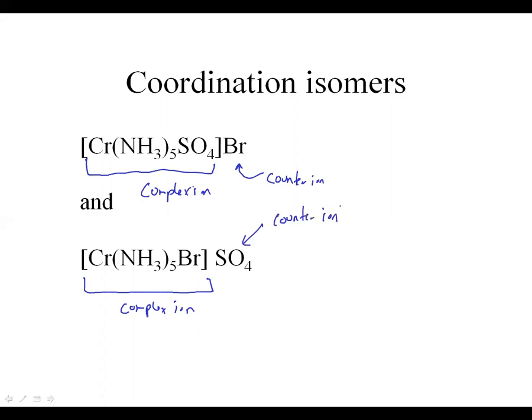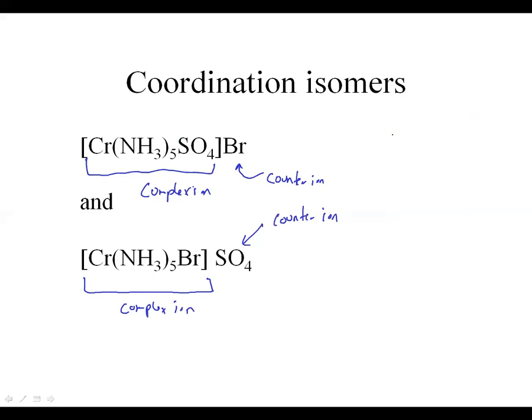And what we see if we just count up everything in terms of the formula, there's one chromium in each, there's 5 NH3s, there's a sulfate in each, and a Br in each of them. So they both have basically the same formula. But the difference between them in terms of coordination isomers is, in the case of the top one, the Br minus is a counter ion, which means it's not part of the complex ion.